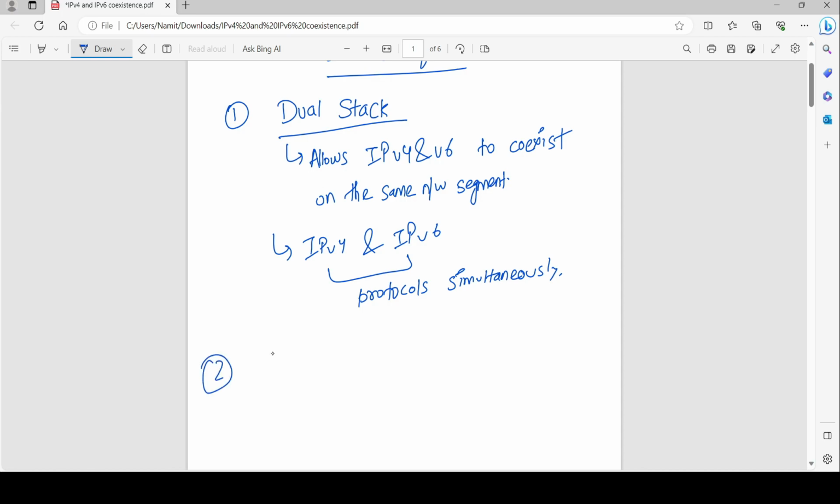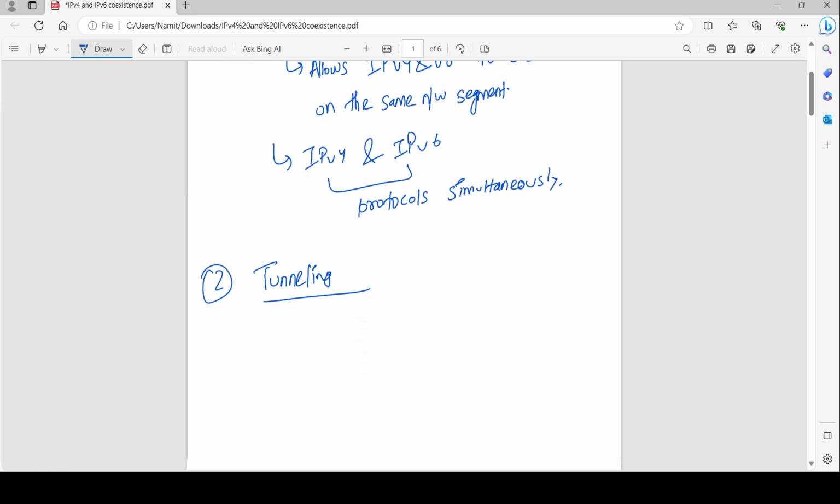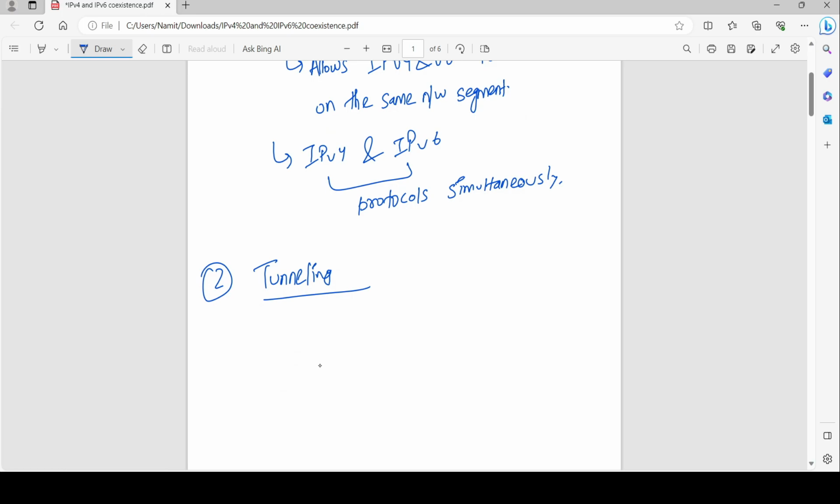Then the second technique is known as tunneling. Now, what is tunneling? Let's say there is a source device that is operating on IPv6. Obviously, if the device is operating on IPv6, it is going to send an IPv6 packet only.